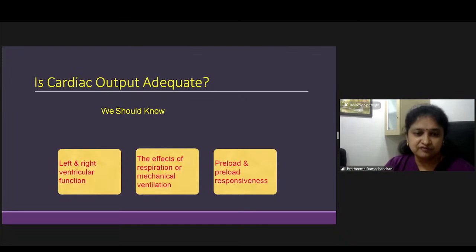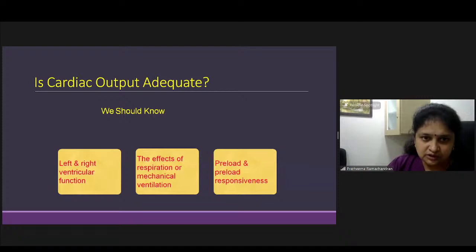Then we need to know whether the patient is intubated or spontaneously breathing. When the patient is breathing, is there a change in the blood pressure or the hemodynamics? And what is the preload? Is the tank filled well? Is the patient having a good volume or is he losing? Or if you give a fluid challenge, is he going to respond well? So this is what we need to know.